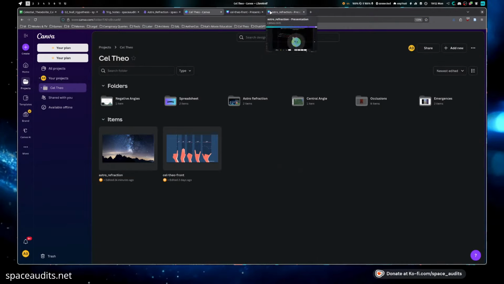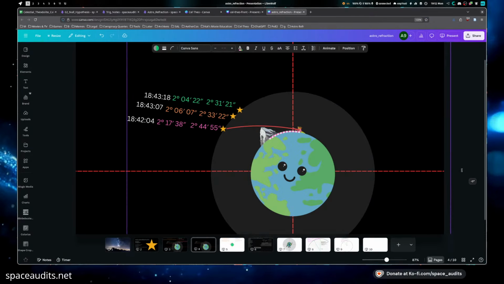Complete geometric failure occurred here at 1842:04. The globe failed its intersection. You know, maybe give it a couple seconds.